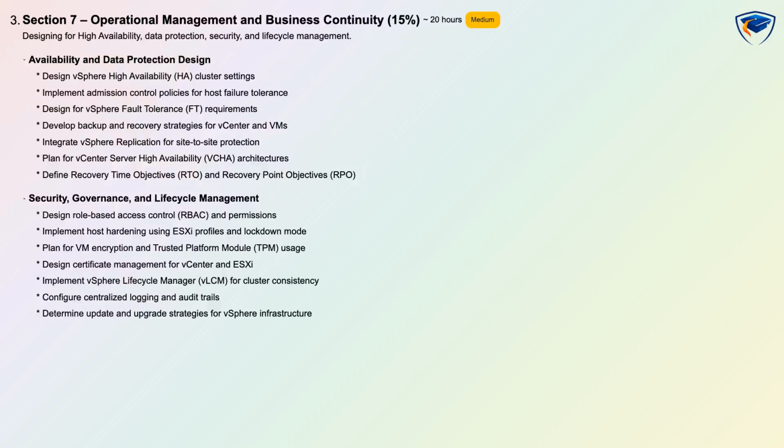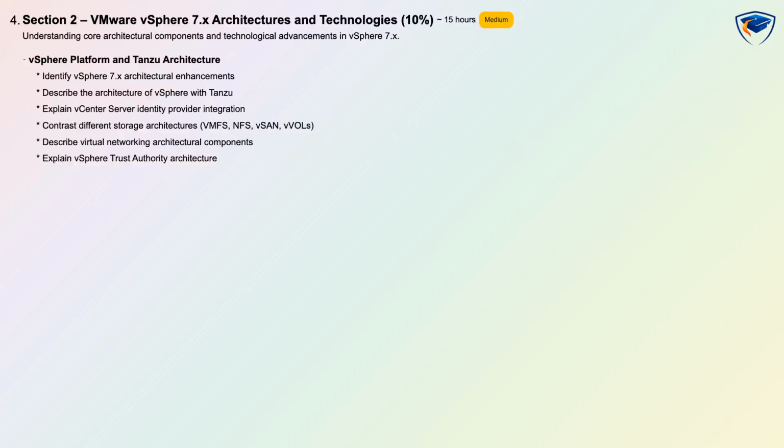The section also covers security, governance and lifecycle management where you will design role-based access control, implement host hardening and lockdown, plan VM encryption and TPM use, manage certificates, apply vSphere Lifecycle Manager for cluster consistency, and configure centralized logging, audit trails and update strategies.